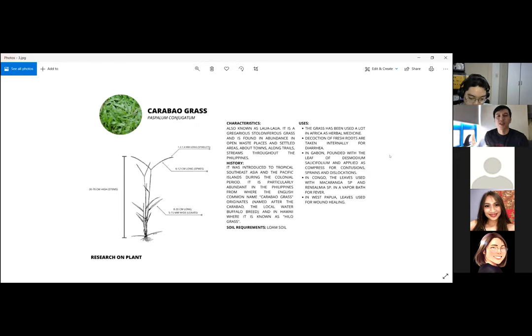Then, next po, ito po yung carabao grass or buffalo grass. Ayun po, for sa dimensions po, yung height ng stem is 20 to 70 centimeters high. Okay na yan. I don't think we need to know the per leaf dimension. Then, sa uses po ng carabao grass, same lang din, used as herbal medicine in Africa. Then, sa roots, for diarrhea. Ganun din po, for wound healing din yung leaves niya.